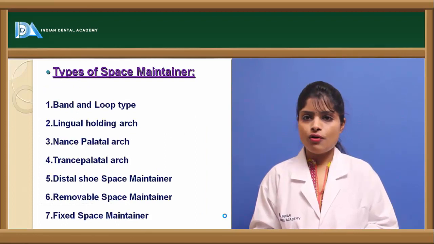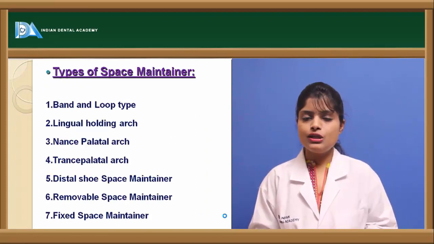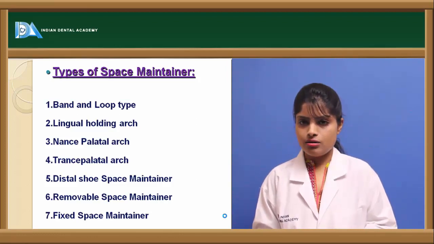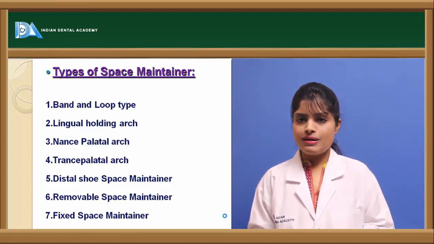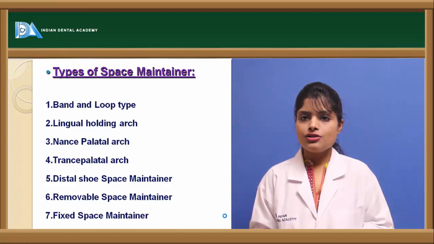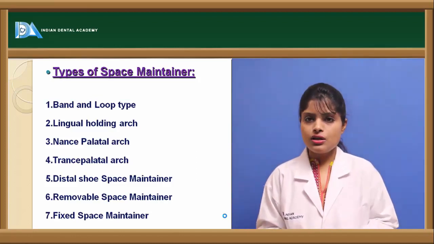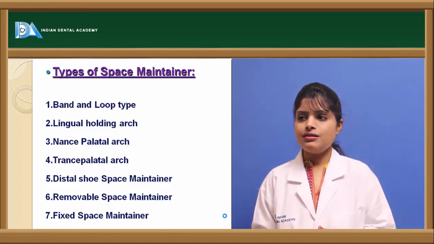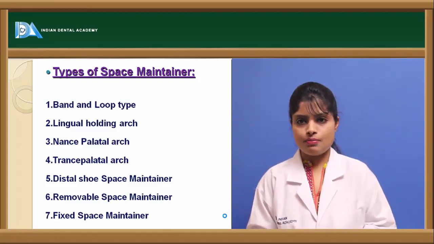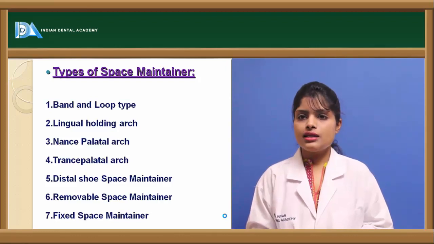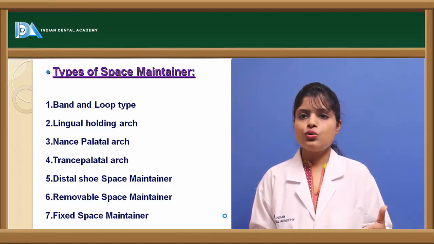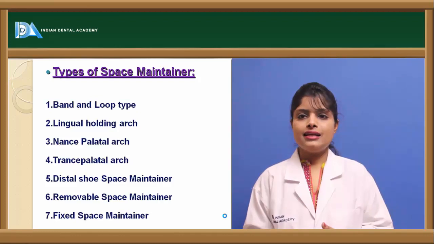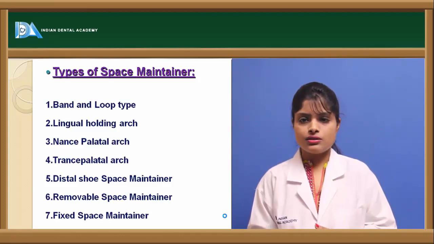The various types of space maintainers which can be used for premature exfoliation of primary teeth are band and loop type of space maintainer, the lingual arch, the transpalatal arch, the Nance palatal arch, the distal shoe type of space maintainer, then the fixed and removable type of space maintainer. These are the space maintainers which are used frequently in the dental clinics by the pedodontists.